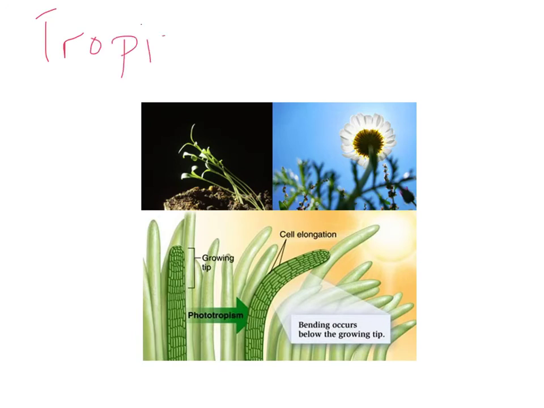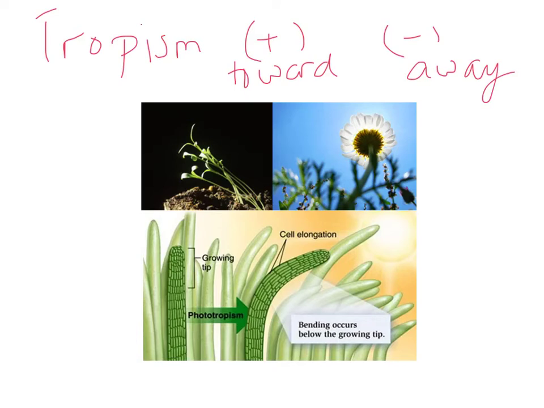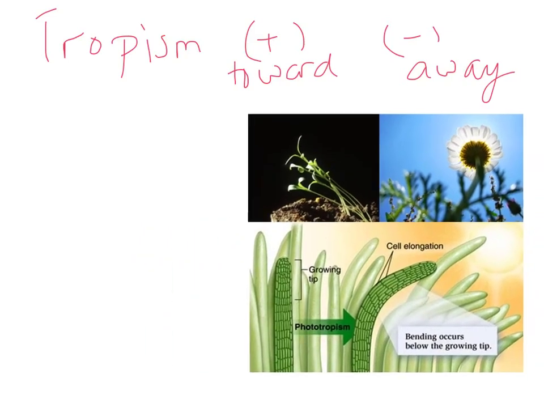Remember, these responses are called tropisms. Okay, so a tropism is basically any turning or bending movement of the organism toward or away from a stimulus. You can have a positive or a negative tropism. It's a positive tropism if it bends or leans toward the stimulus. It's a negative tropism if it bends or leans away from the stimulus. So the one we're looking at here is phototropism.